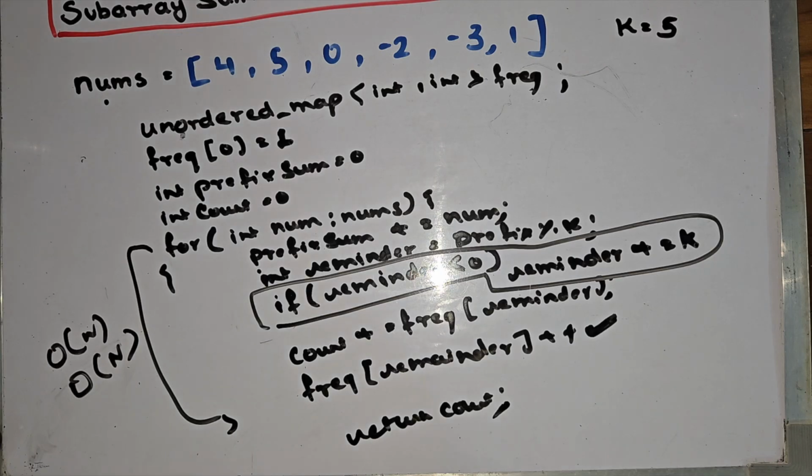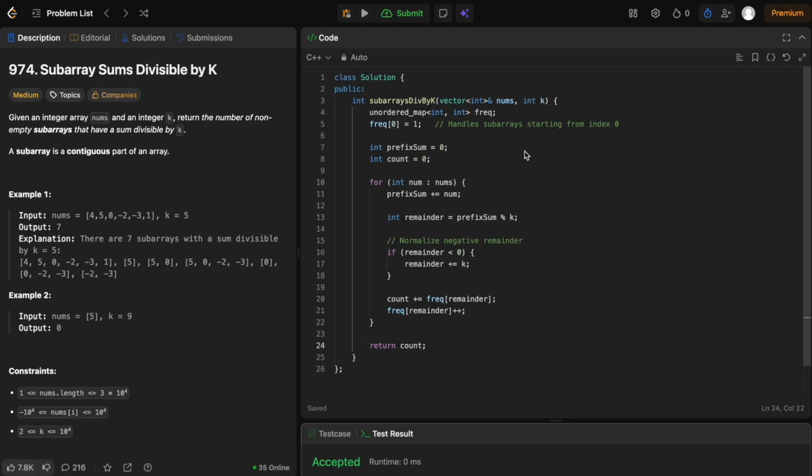Now let's code it on LeetCode. I have coded this here. We are taking an unordered map for storing the frequency of remainders. Initially we are keeping the frequency of remainder 0 as 1. This handles subarrays starting from index 0. We have prefix sum 0 and count 0. Now we loop through the array and add the element to the prefix sum. First we find the remainder and we normalize it. This is a very important step. When we normalize the remainder, we check if remainder is less than 0. If that is the case, we add k to it.